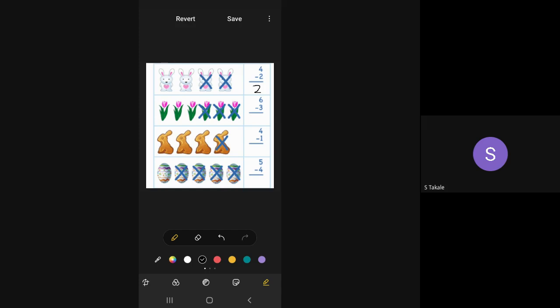The next example is tulip flowers. We will count it together one time. 1, 2, 3, 4, 5, 6. How many are there? 6. From that 6 tulip flowers, we will cut 3. It's 1, 2, and 3. How many are left? 1, 2, 3.